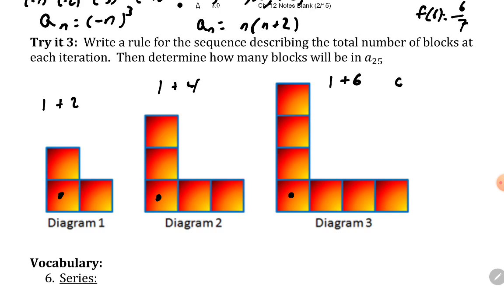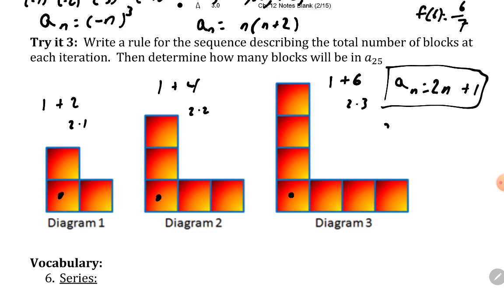So our rule for this would be 2 times n, right? And then we just add 1. Because this is just 2 times 1. This is 2 times 2. 2 times 3. Because we're just adding another 2 blocks every next diagram. And you know, diagram 4, we would tack on another block and another block here. That's just adding 2 more. So this is our rule.